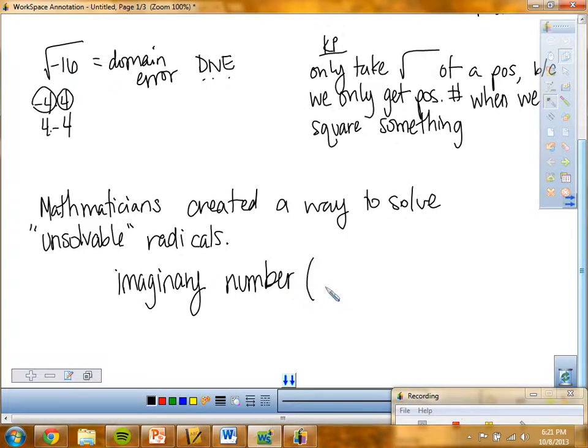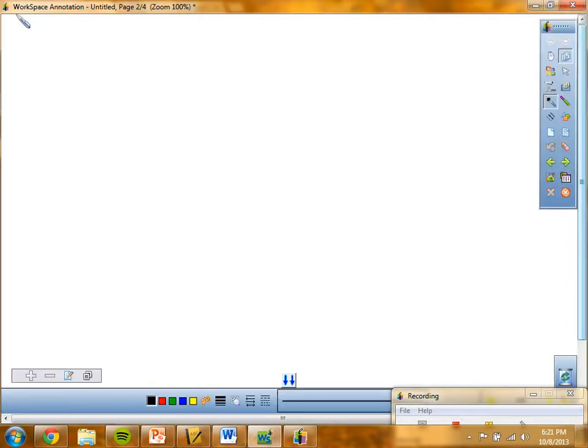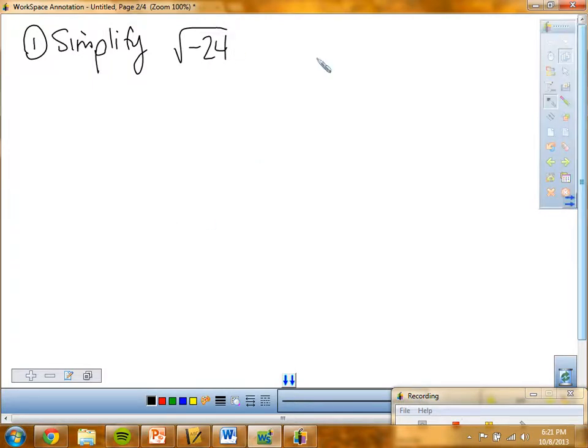And we represent an imaginary number with a kind of cursive i. And this lets us simplify. So let's see an example of what an imaginary number looks like. For number 1, we want to simplify the square root of negative 24. Again, in the real world, we put this in our calculator, this is an error, but in mathematicians' imaginary world with our imaginary numbers, we can do this. The first step is simplify your radical as usual.